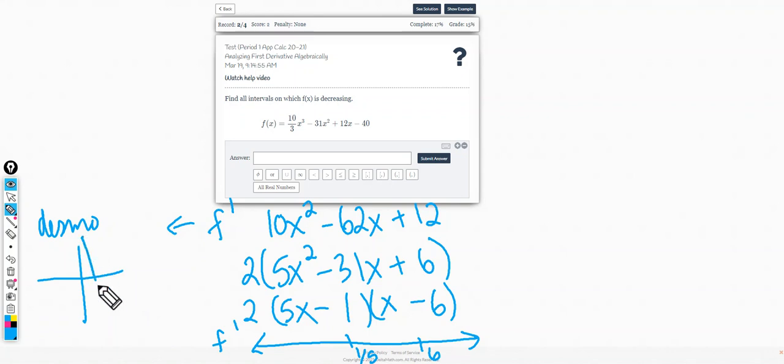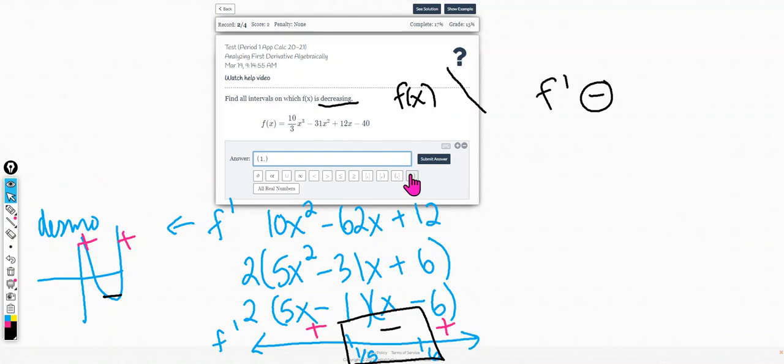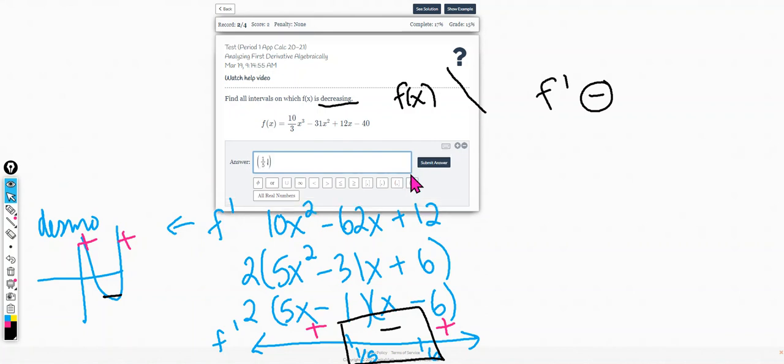Okay, so there's my sketch from Desmos. So I've got 2 positive sections, and I've got 1 negative section. So if I'm looking for decreasing, that means f of x looks like a negative slope, which means f prime is negative. So that's right here. This is the only spot on the number line I'm looking for. Okay, now I'm always going to use open parentheses because the endpoints are not included here. So 1/5 to 6.